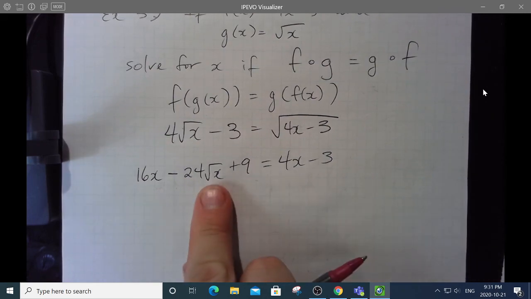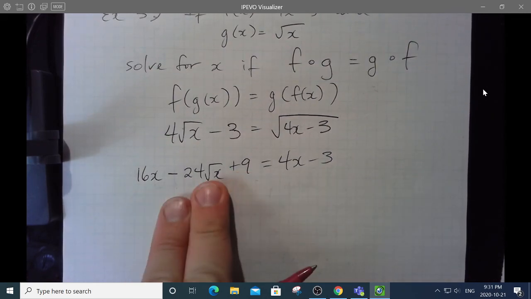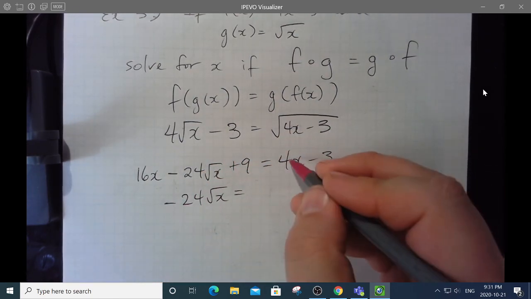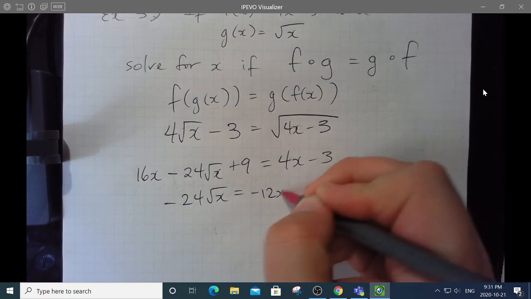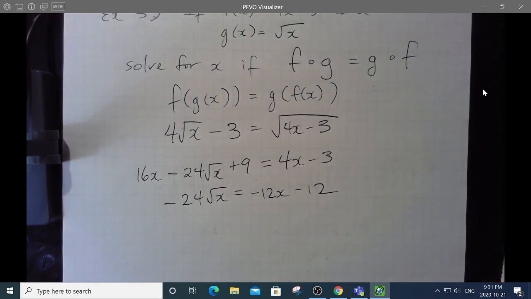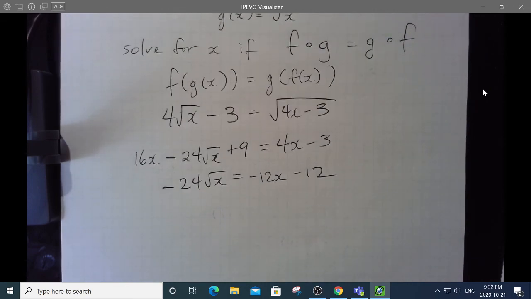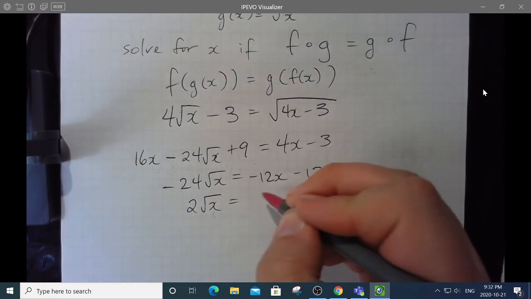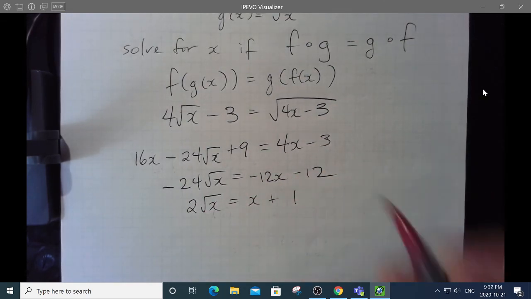Well, I'm trying to solve a radical, so I'm going to move everything that isn't this radical to the other side. So negative 24 root x is equal to 4x minus 16x, which is negative 12x, and negative 3 minus 9, which is negative 12. I've got a nice little equation here where every single term is divisible by negative 12. I'm going to cancel that out. I'm dividing both sides of the equation by negative 12. So 2 root x is equal to x plus 1.